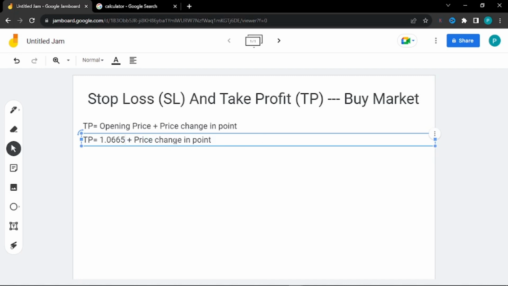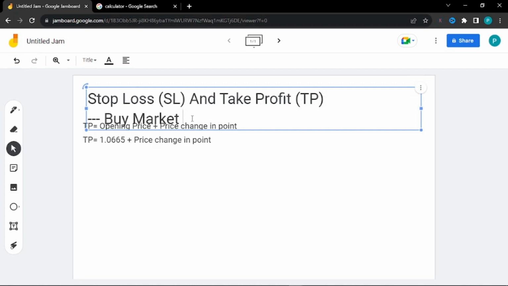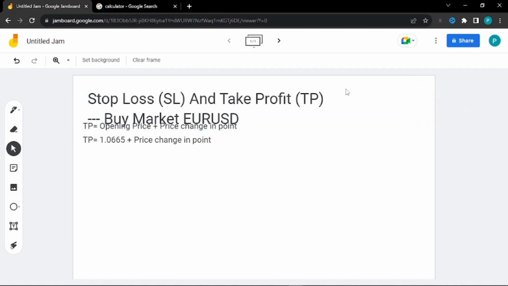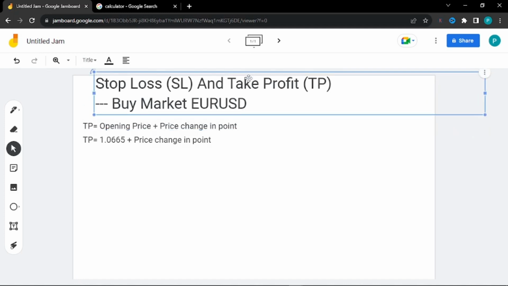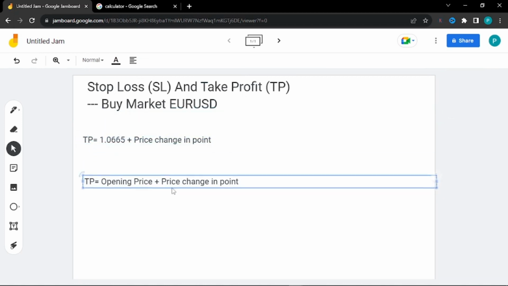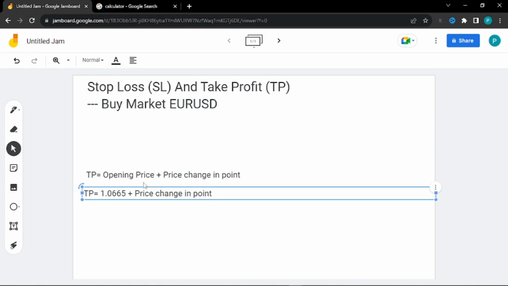Now note we are using Euro USD. Let me just put it in here, EUR USD. This approach is the same for any market you are taking. The only important thing here is for you to master the formula, and that's simply all. Let me shift everything down so you can see it clearly. Now you know your opening price right now to be 1.0665. The next thing for you to look for is your price change in points.